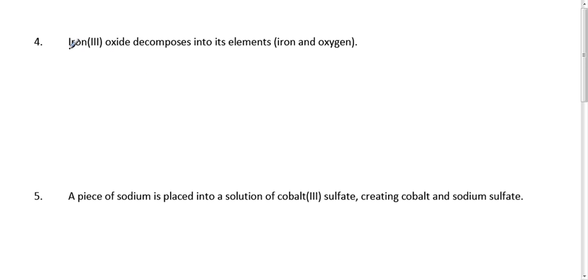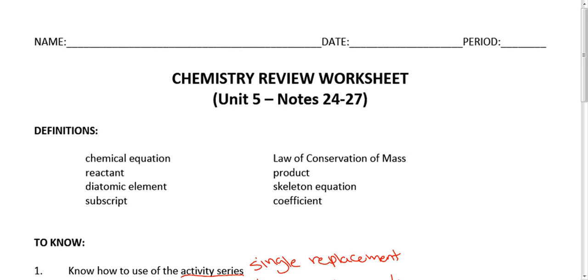In our next reaction, we have iron 3 oxide, and it says it decomposes. So that means after you write your formula for iron 3 oxide, then you'll go ahead and put your yields arrow. And it says it decomposes into its elements of iron and oxygen. So you need to look up your symbols for iron, Fe, and oxygen, O. And you need to think about, are these diatomic? Are they on our list over here?